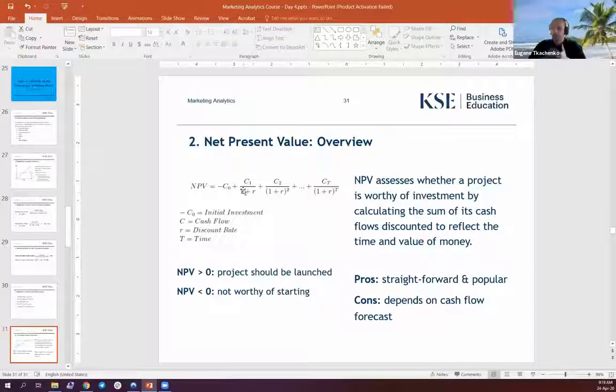So this calculation will assess the value of our investment for each given year, subtracting the value of the initial investment. If in the end the sum of all our cash flows, each divided by the time period and discount rate, is positive, that means the project is worth launching. But if it's zero or less than zero, it's not worth starting the project. So just to give you an example.